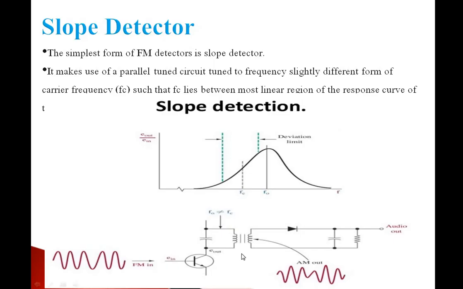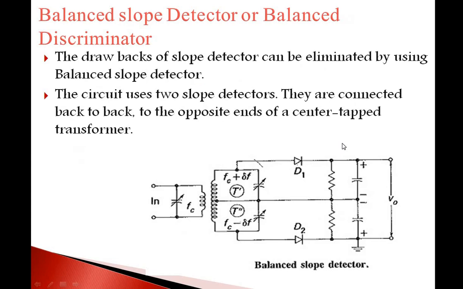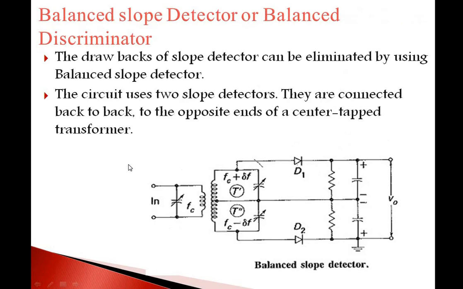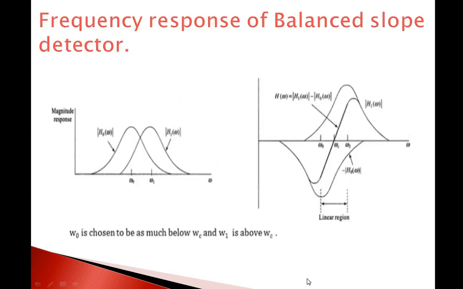This was your slope detector circuit, where you have only one slope detector, right? Here we are using two slope detectors, connected back to back, and connected to opposite ends of your center tap transformer. Now from the first slope detector you get the output H0 of omega. Then from the T2 response I get one more frequency characteristic, that is H1 of omega. Now, as I said, you have to take the difference of these two variations to get the output.